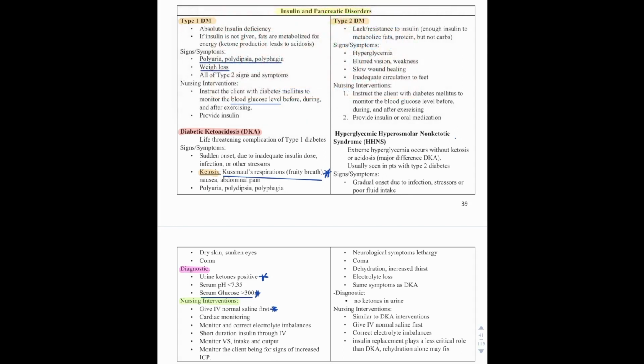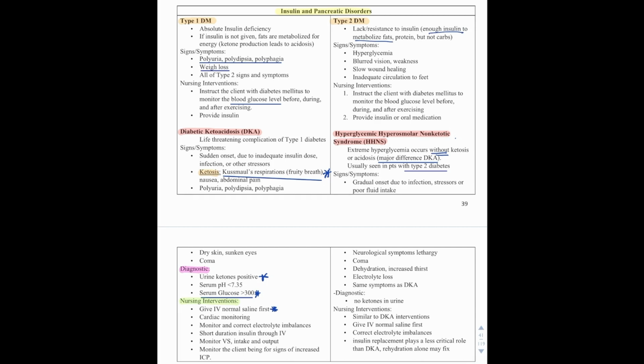Then we're going to see something called hyperglycemic hyperosmolar non-ketotic syndrome, or HHNS. This is extreme hyperglycemia that occurs without ketones or acidosis, which is the major difference from DKA. It's usually seen in patients with type 2 diabetes. That's because we know that they have enough insulin to metabolize fat, so you're not going to see those ketones.